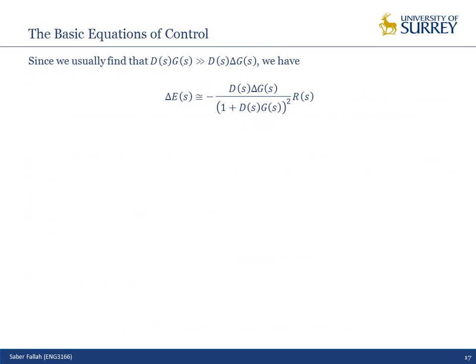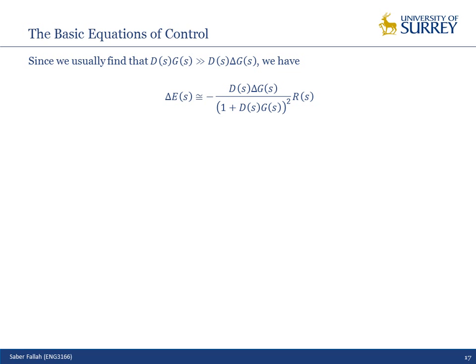But in reality, the change is not huge. You won't have a 50% change. You will have 1%, less than 1% changes. If this is the case, I can assume DG(s) is much bigger than D delta G. If this happens, delta E will be D delta G over (1 plus DG) squared. But it doesn't give me any information.